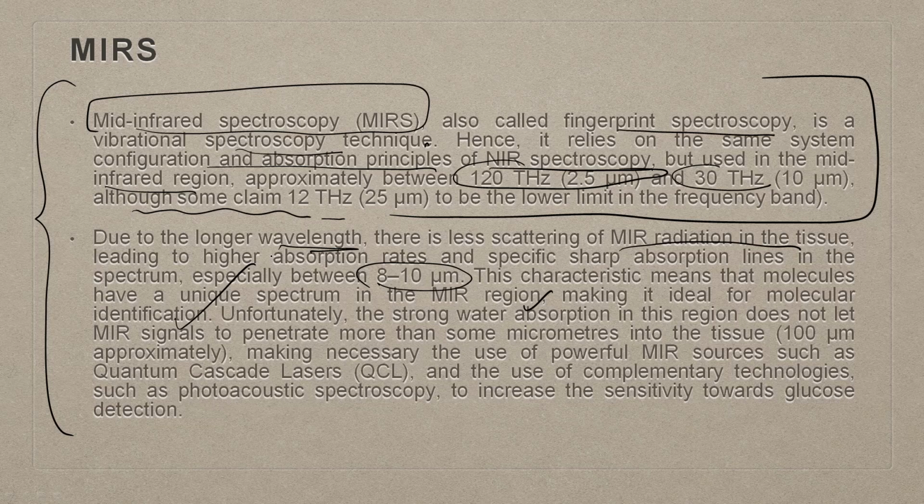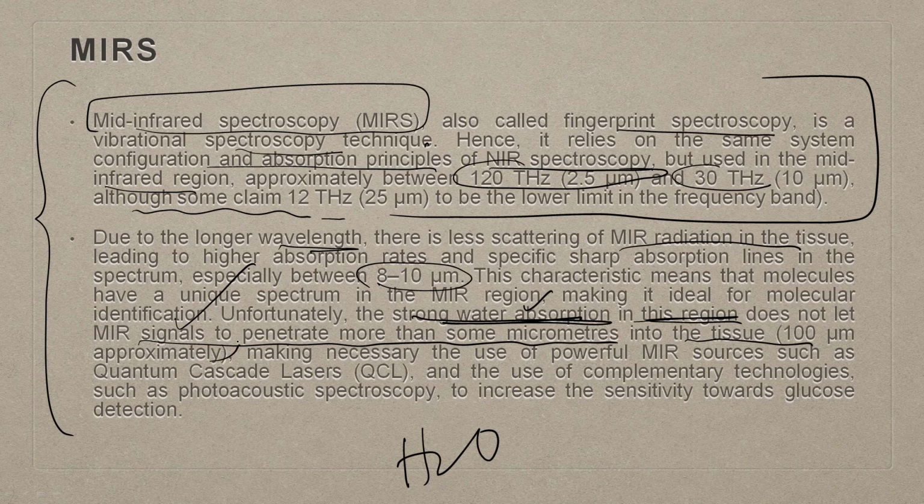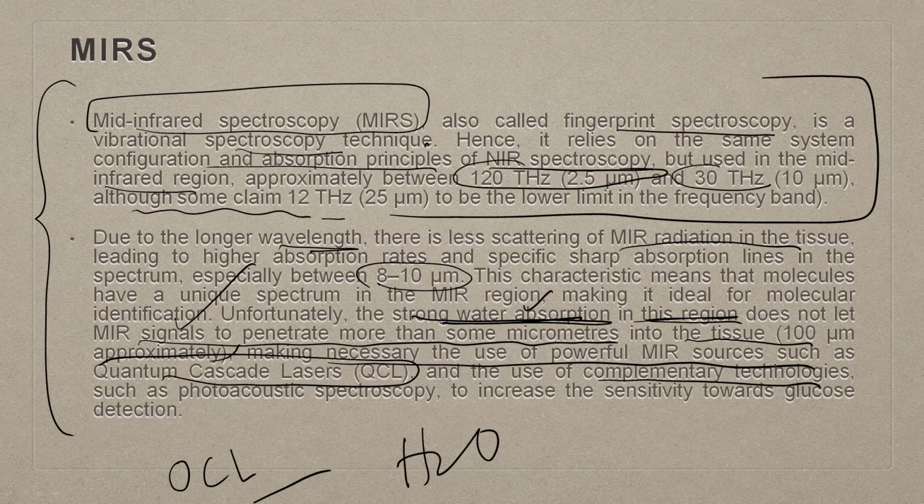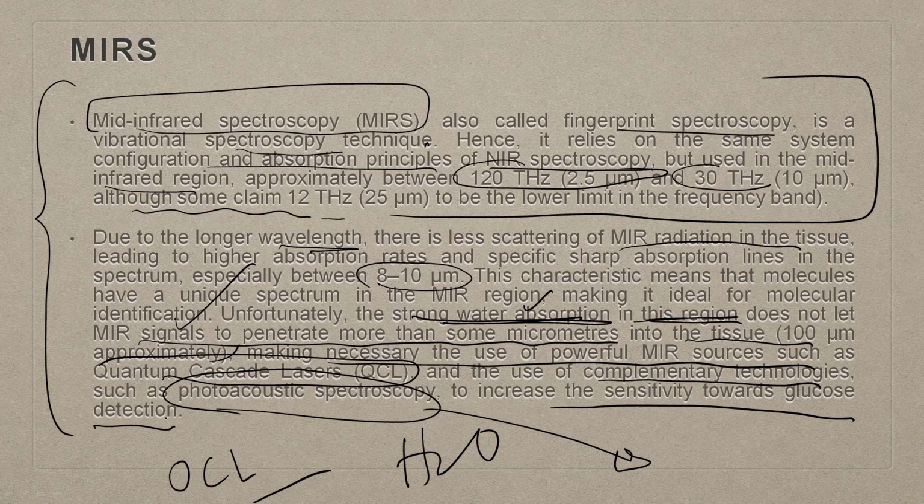Unfortunately, these are the challenges. Strong water absorption in this region does not let the MIR signal penetrate more than some micrometers into the tissue, approximately 100 micrometer, making necessary the use of powerful MIR sources such as quantum cascade lasers, which are also called QCL lasers, and the use of complementary technologies such as photoacoustic spectroscopy. We will come to that one, to increase the sensitivity towards glucose detection.